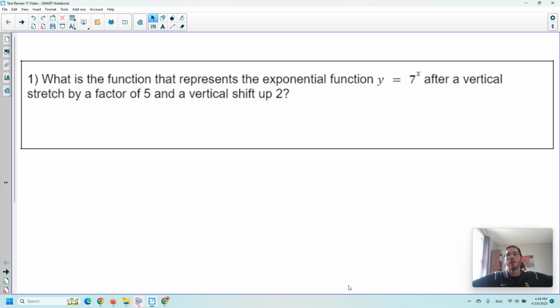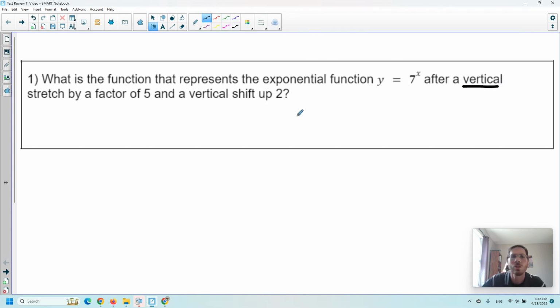Number one states, what's the function that represents the exponential function y equals 7 to the power of x after a stretch by a factor of 5 and a vertical shift up 2? So both of these are vertical. So let's go ahead and do that.